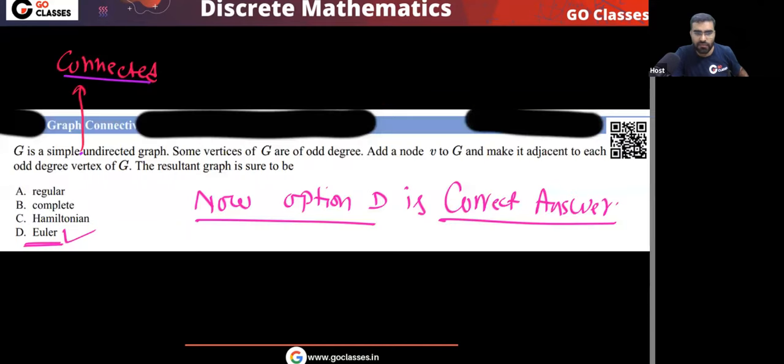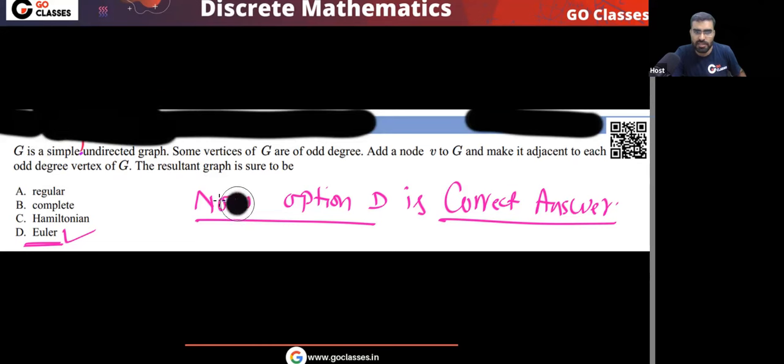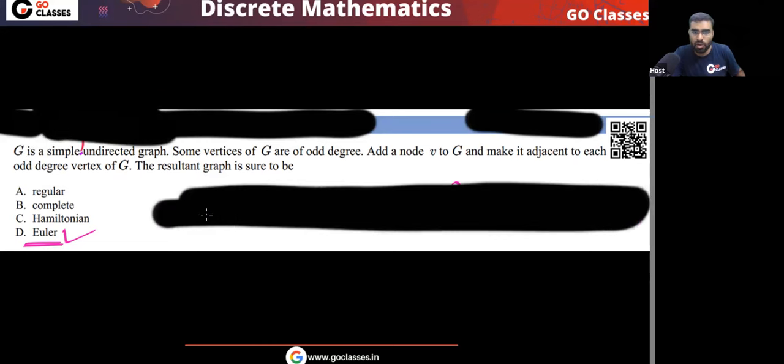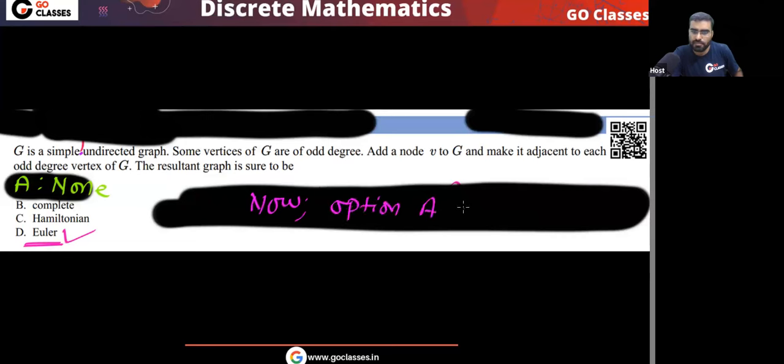This question can become very tricky if there is a none of these option. Just think about it. Let's assume this condition is not given, and one option is none of these. Let's assume option A is none of these. Now this question will become very tricky. Now option A will be the answer. Now there is no confusion.